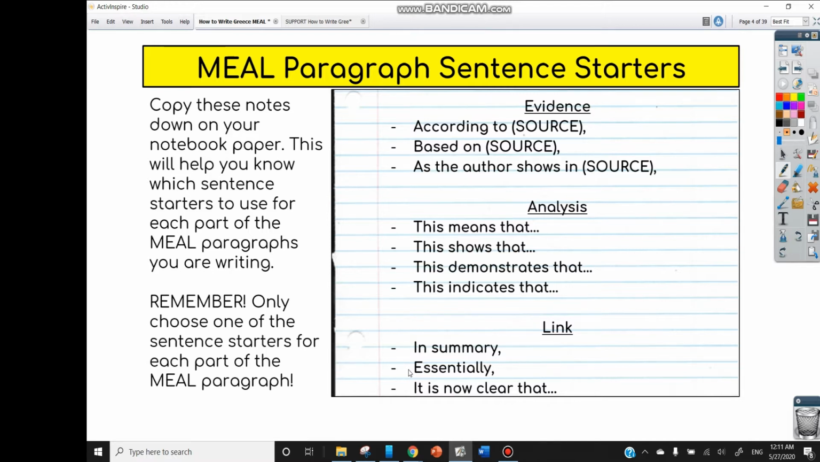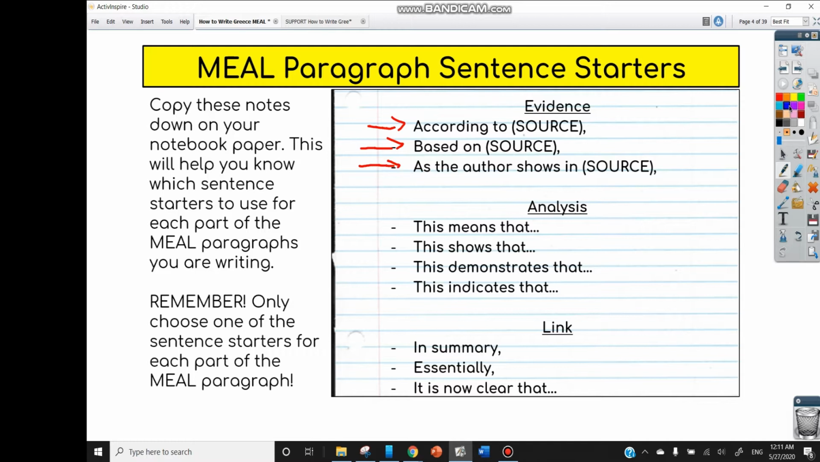For evidence, you have according to, based on, as the author shows in, and of course for evidence, all of these sentence starters are followed by the source. And please remember that you will need the source for your paragraph because the source is important as evidence. If you do not include the source, then automatically you will get a 0 for the evidence outcome. So please include the source.